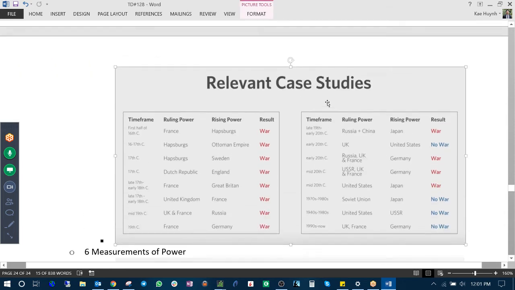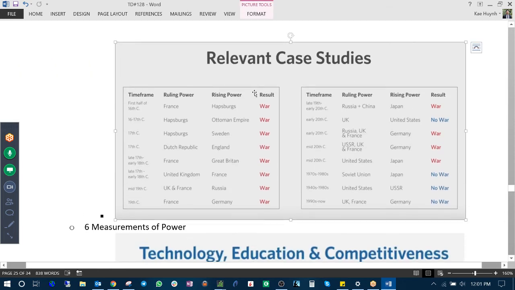So looking at one of the charts that he put out right here, or pictures, relevant case studies. If you go back to the first half of the 16th century, the ruling power was France, and the rising power was Habsburgs, and the result was war. And that happened all the way through, with every 100 years. Let's say UK over here, France, war. UK and France, war with Russia.